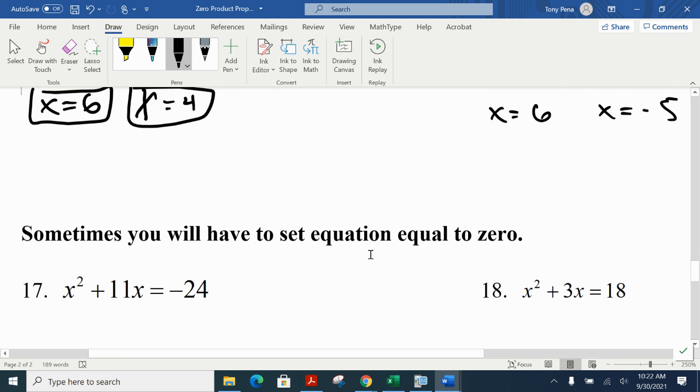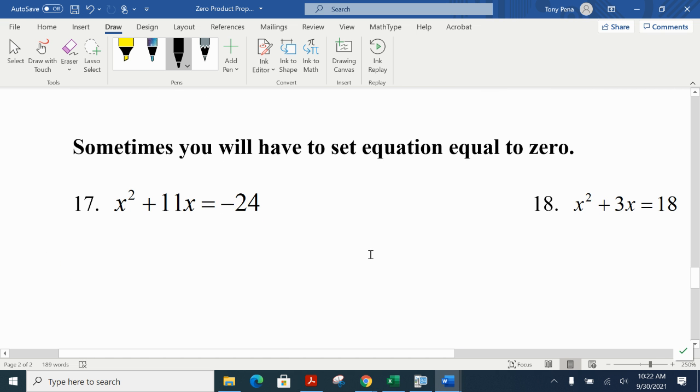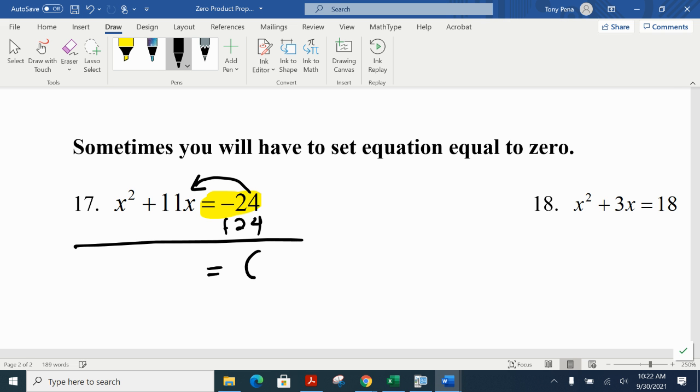Okay. Last ones, I want to make sure we get to do this now. Same as on the last page. Notice how this is now not set equal to 0. That is a problem. We need these to be set equal to 0. So I want to take this negative 24 and move it to the other side. If I want to move it, how would I get rid of a negative 24? Add it. So we're going to do plus 24. That then gives you the 0 on the right-hand side that we want.